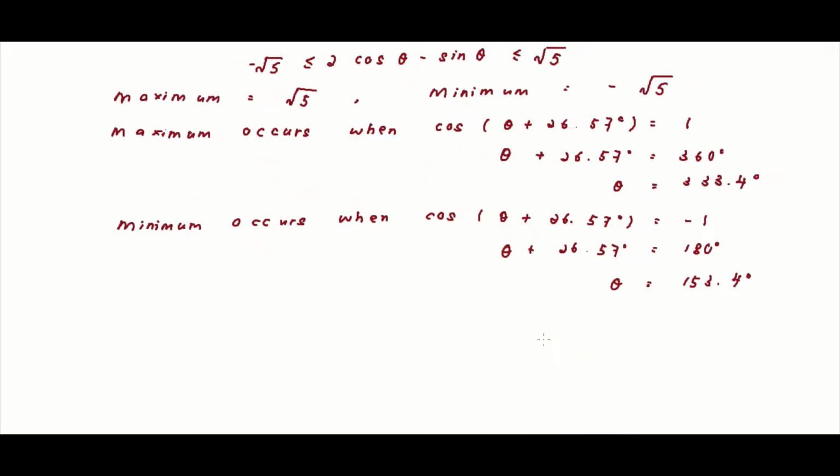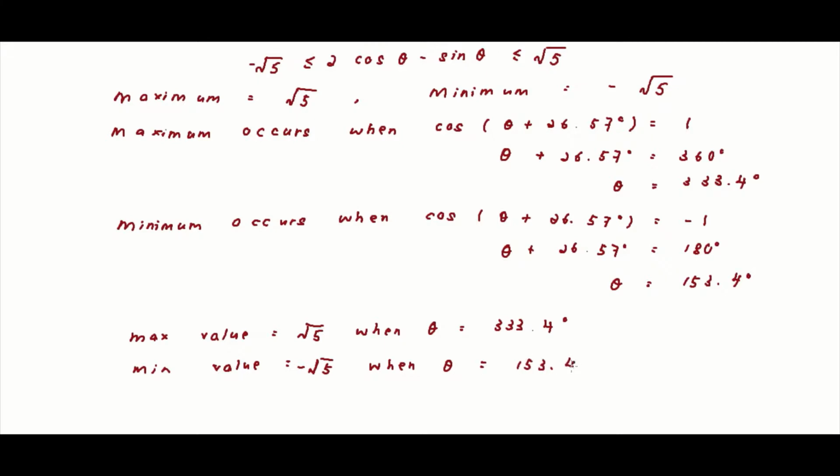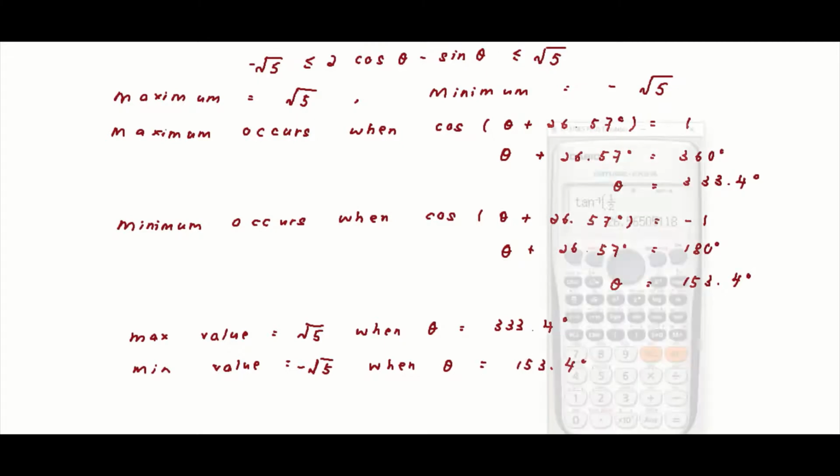Okay, so to make your answer better, then you can just repeat everything again. So maximum value equal to square root 5 when theta equal to 333.4. And the other one is minimum value will be equal to negative square root 5 when your theta is equal to 153.4. Okay, if let's say you want to check it, how can you do that?